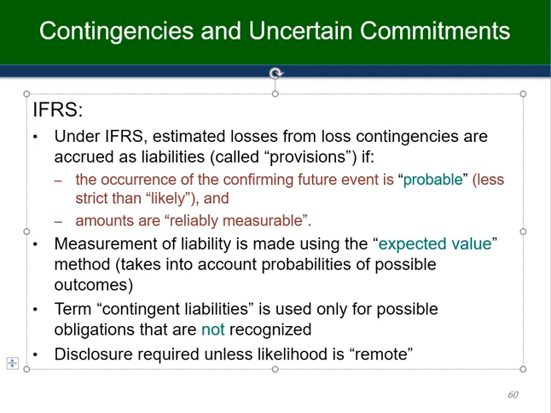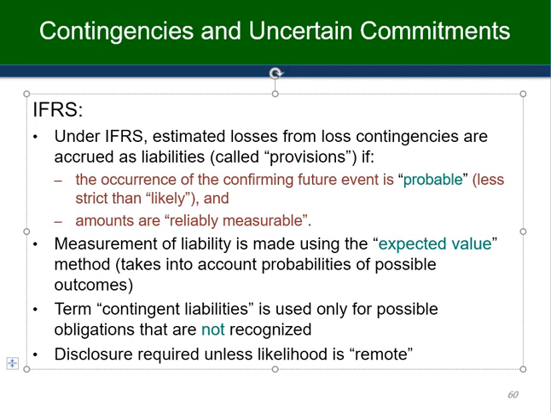If the amount cannot be measured reliably, then the amount would be considered a contingent liability, and we wouldn't recognize the liability under IFRS either. But if we do recognize it, IAS 37 says that the best estimate and expected value method is to be used to measure the liability.